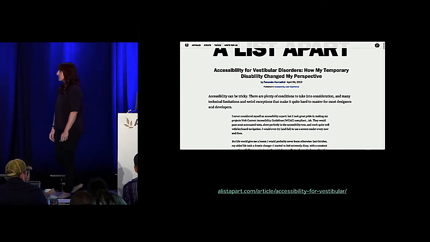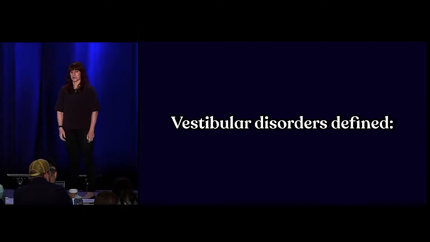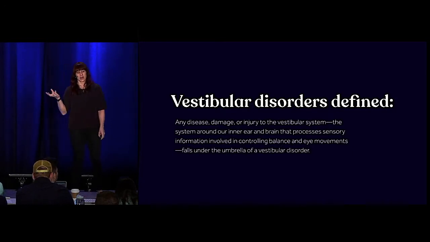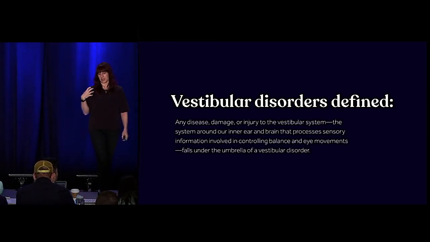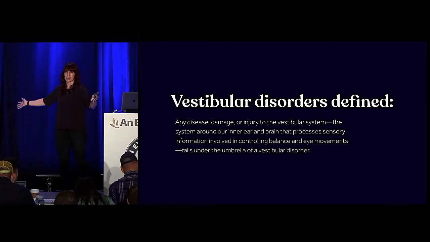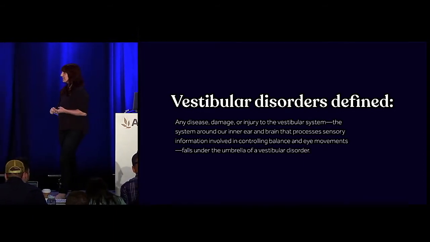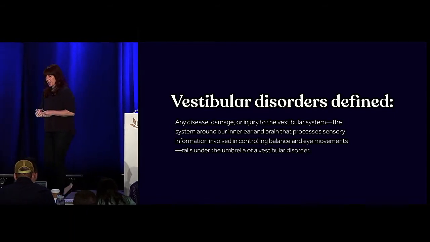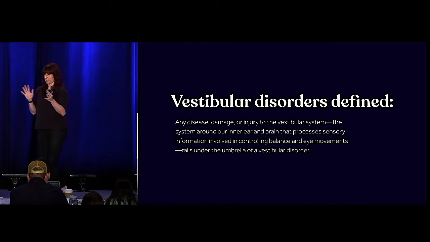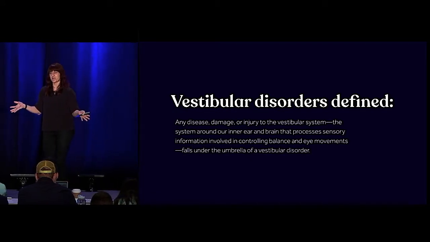So vestibular disorders, it's a big, ambiguous term. It essentially means any sort of disorder or condition, temporary or permanent, that affects the internal balance system, which is our vestibular system. So it's a very broad umbrella of things, right? You're like, okay, that could be a lot of things. It totally could. There's no one way to have a vestibular disorder. There's a variety of different types of things that fall under that umbrella.